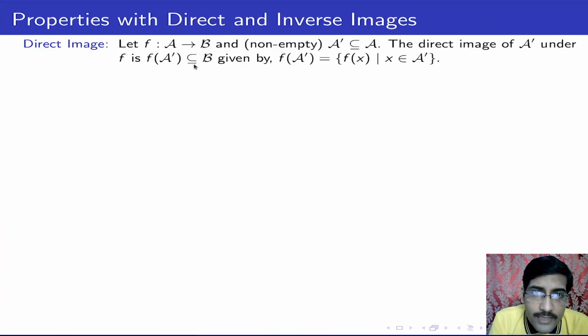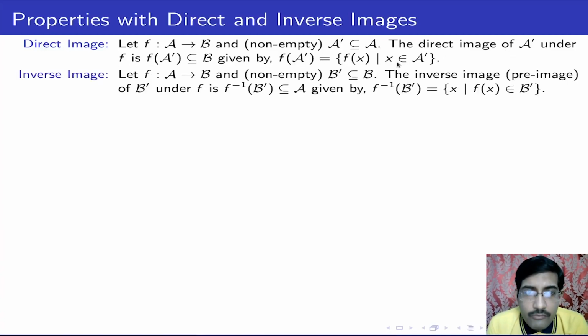It is doing nothing but taking a fragment of the elements from A and trying to see where those elements get mapped into B. That fragment is the direct image of A' under the function f. We define it this way.